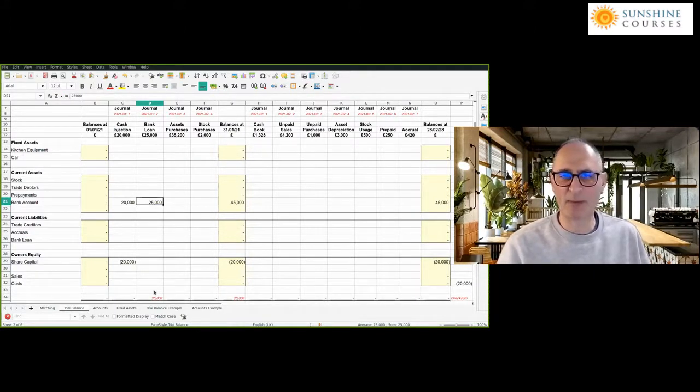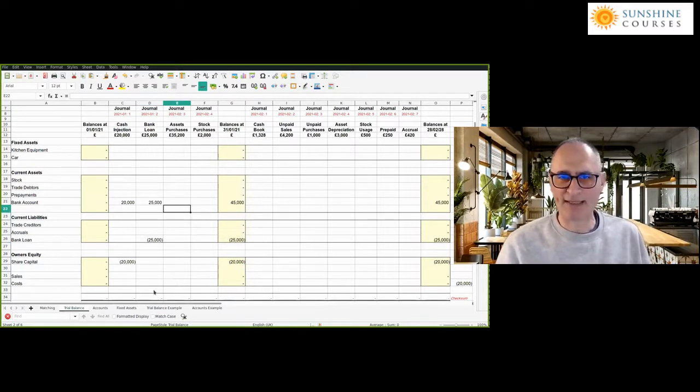So our bank account goes up by £25,000, or debit, or plus £25,000. I'm using the simplified format because, as I said, I find it much easier to follow. And we credit, or we show, a liability of the bank loan. We owe money to the bank.